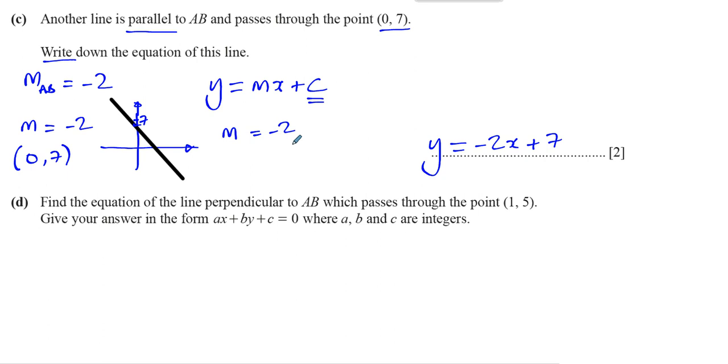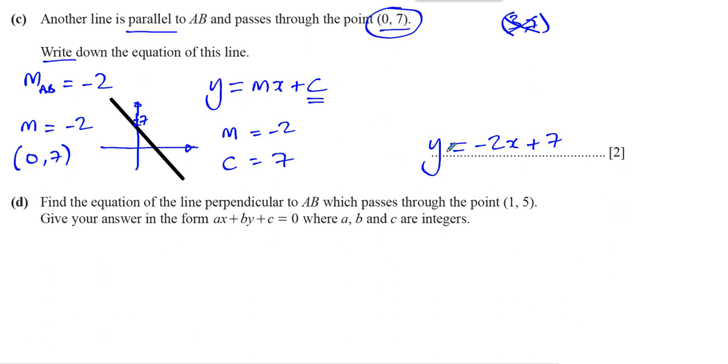If they gave us a point like (3,7), for example, I can't say the 7 is the y-intercept because (3,7) is not on the y-axis. So I can't use that and directly write down what c is. I'd have to use that point in the formula and find what c is going to be. If they give us any coordinate with the x part as 0, that means it lies on the y-axis. So y equals minus 2x plus 7 is the equation of the line that is parallel to AB and passes through the point (0,7).